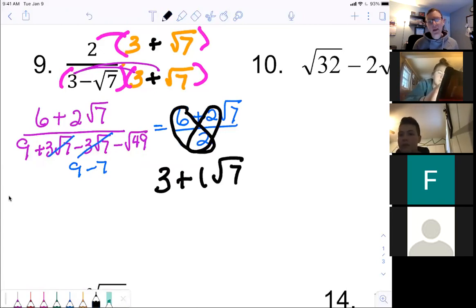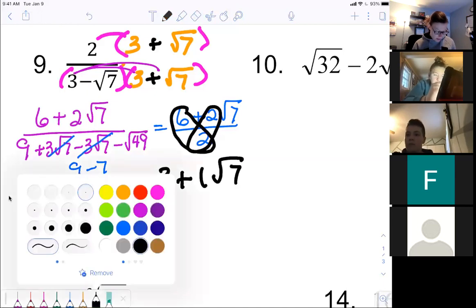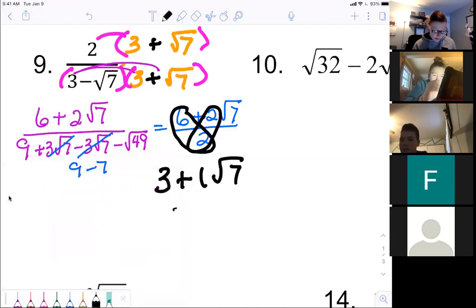If you want to keep the 1 there, you can. You don't have to. You could just leave it as 3 plus root 7. But make sure you're simplifying both of them, not just the one. So in a fraction, what you do to one thing, you have to do to everything, just like an equation. So fractions and equations are very similar. Any questions on number 9?